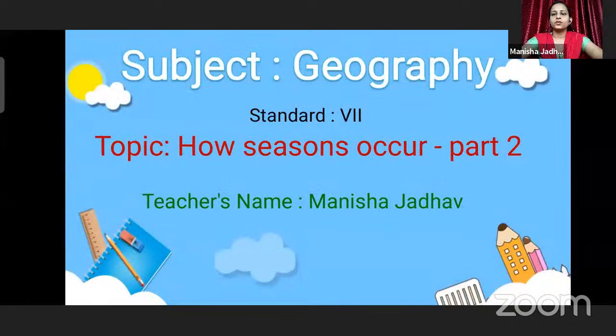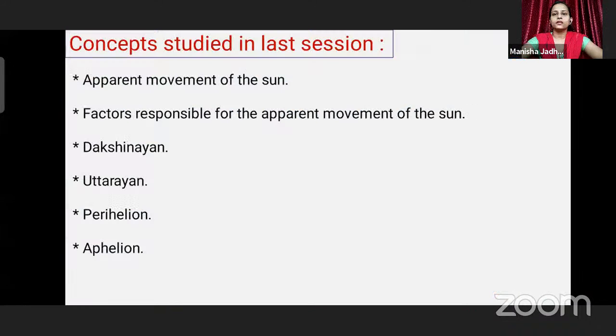And I will continue this chapter as I have finished the half part in the first session. So first we will quickly see what we have seen in the last session. So these are the points. Apparent movement of the sun, factors responsible for the apparent movement of the sun, Dakshinayan, Uttarayan, perihelion and aphelion. So students, we will see what are these concepts in detail. We will see in the next slide.